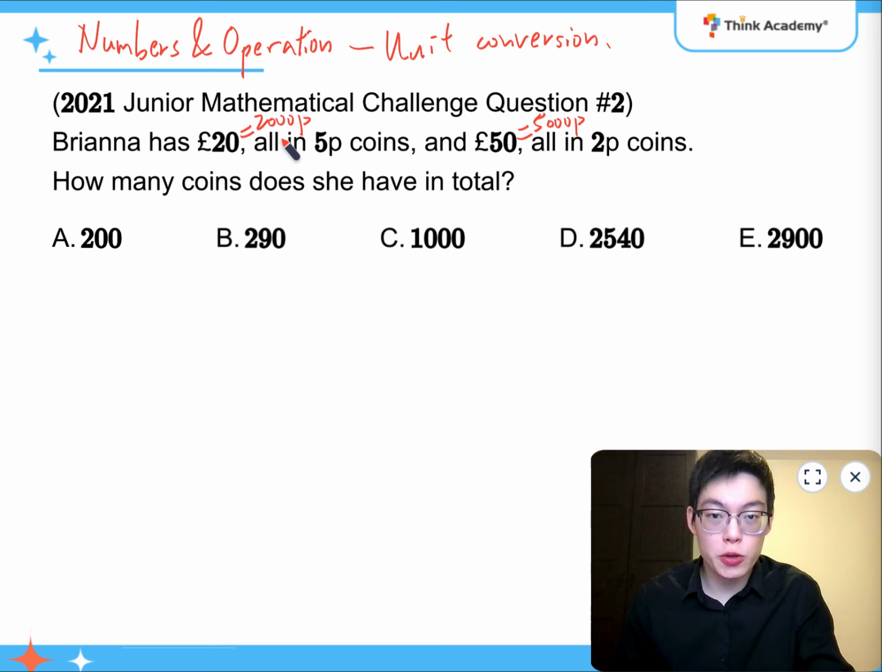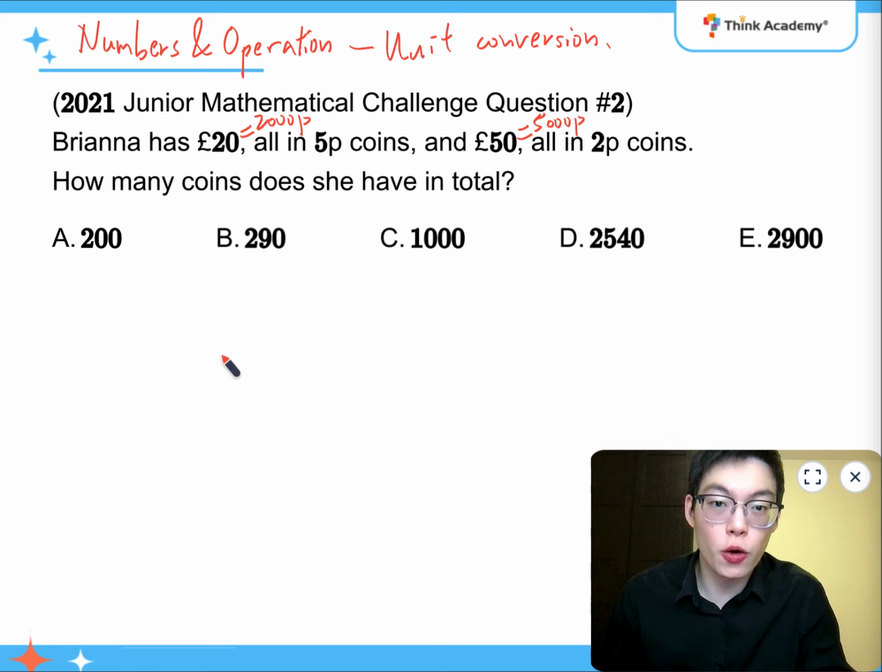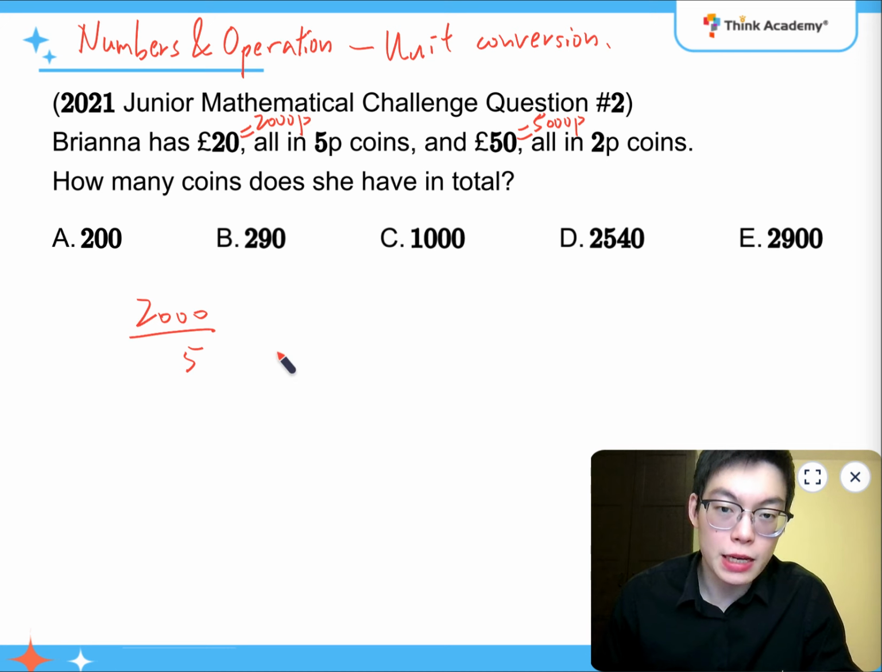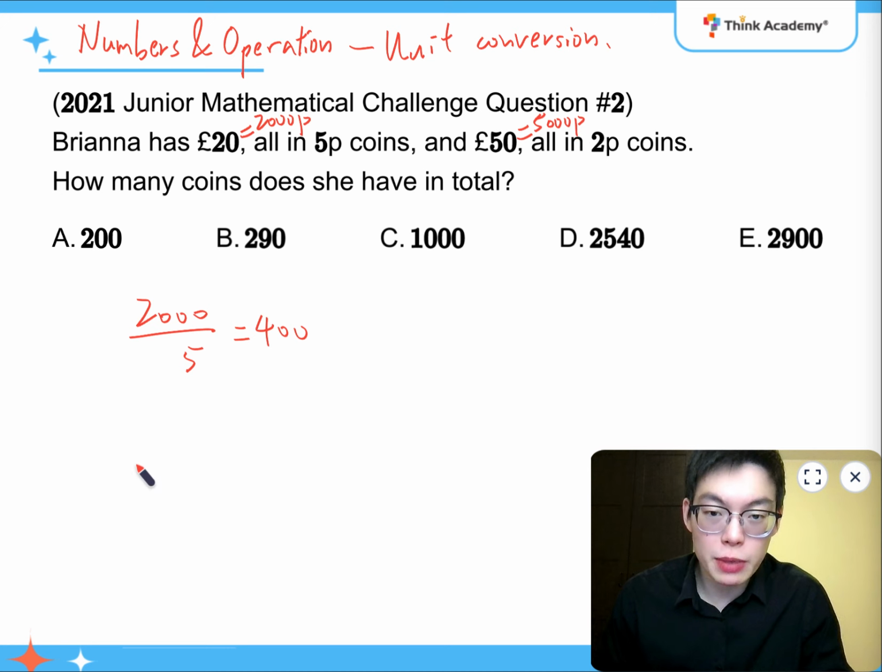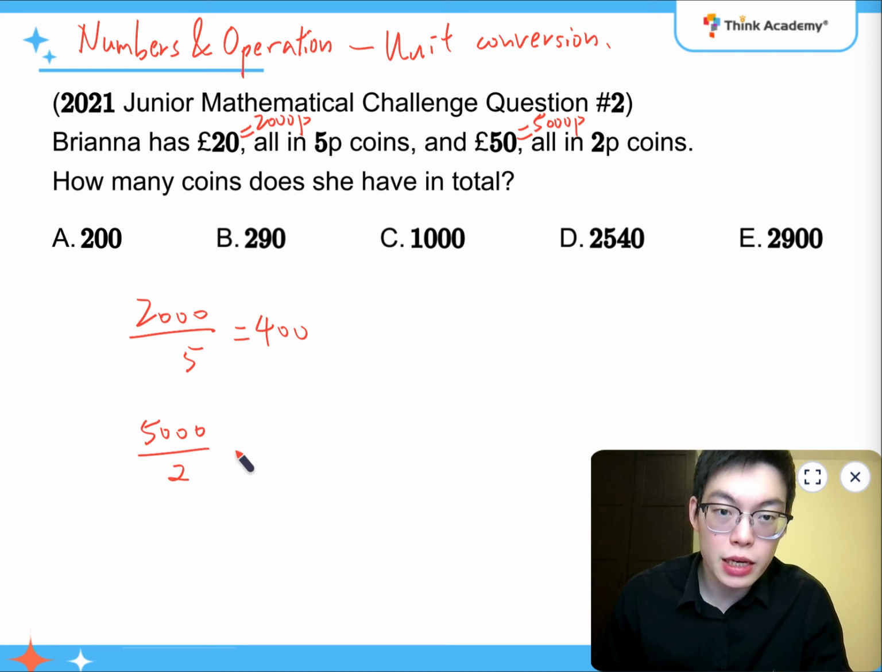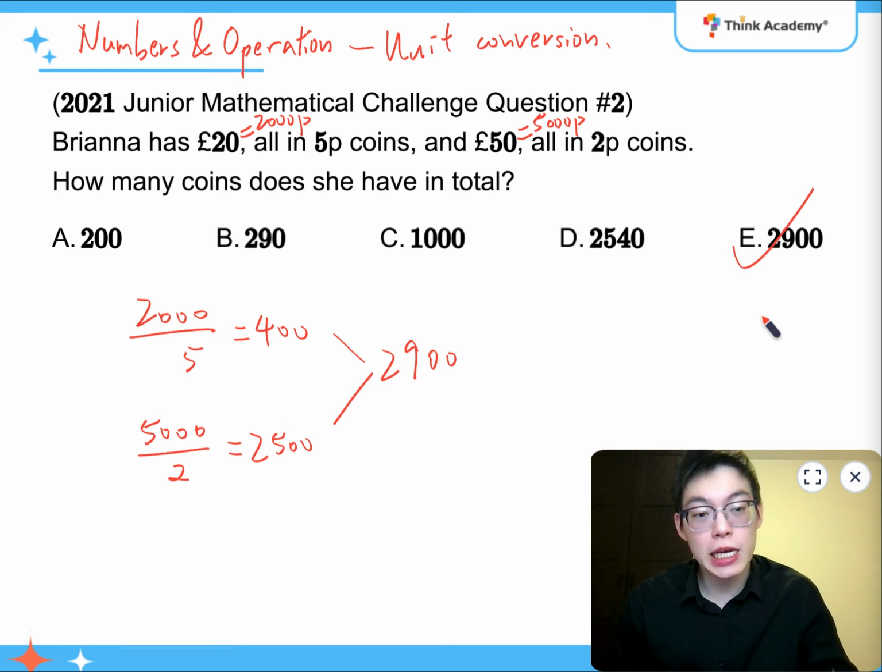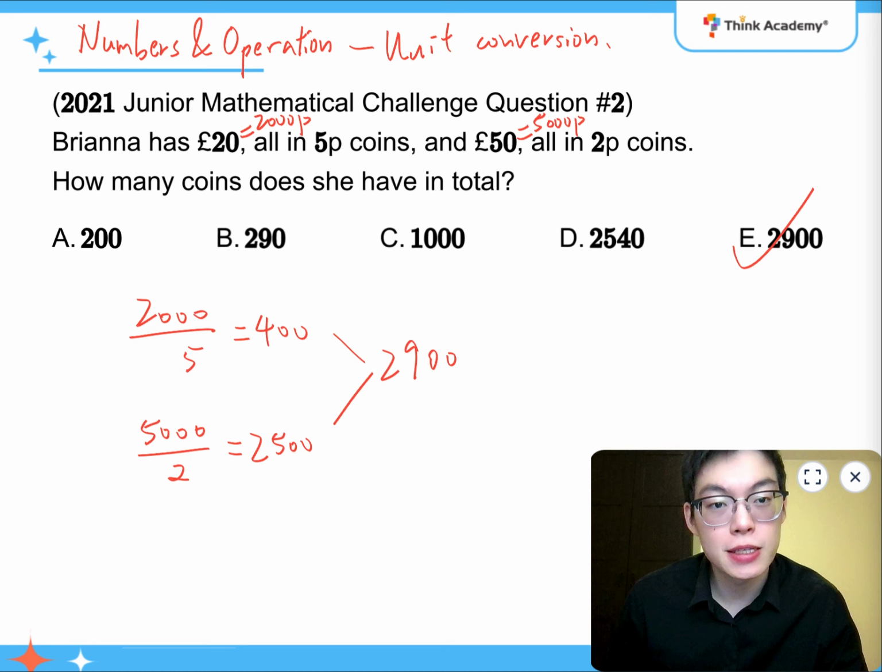Right? So 2,000 pence all in 5p coins is going to be 2,000 divided by 5. That's 400 coins. 5,000 divided by 2 is the number of coins we have in 2p. That's 2,500. Adding together, that's going to be 2,900. So the answer is E for the second question.